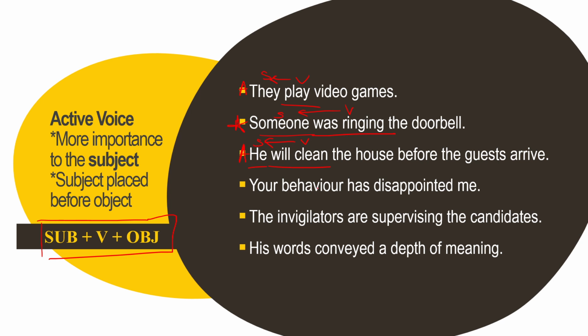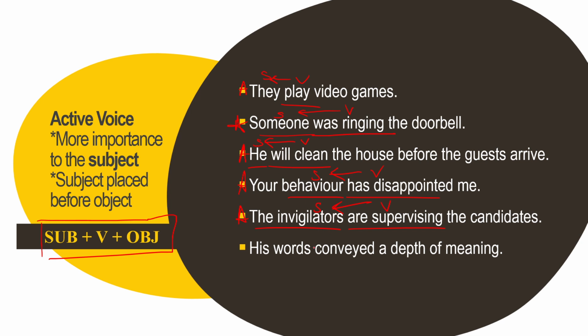Your behavior has disappointed me. Has disappointed is the verb. What has disappointed? Behavior. So behavior is the subject. Subject before the verb, active. The invigilators are supervising the candidates. The verb is are supervising. The invigilators are doing the supervising, are responsible for the supervision. So that's the subject, active, because the subject is before the verb.